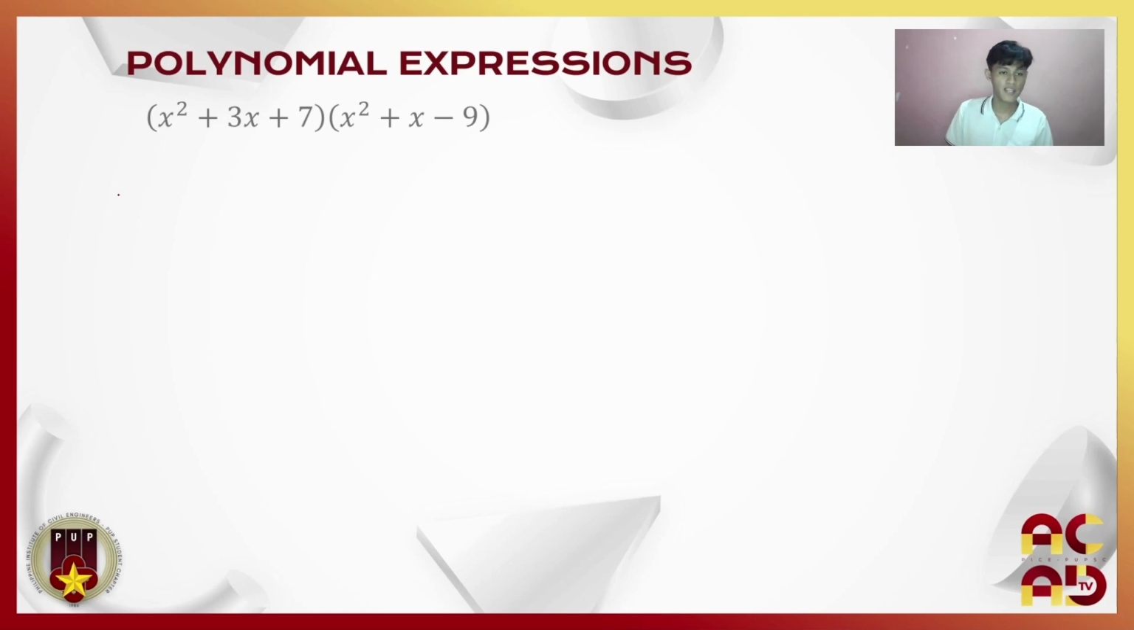So, next na tayo sa sample problem number 2. So, we have here the two expressions. So, we have x squared plus 3x plus 7 times the quantity of x squared plus x minus 9. So, ang gagawin natin is to distribute or do the FOIL method.